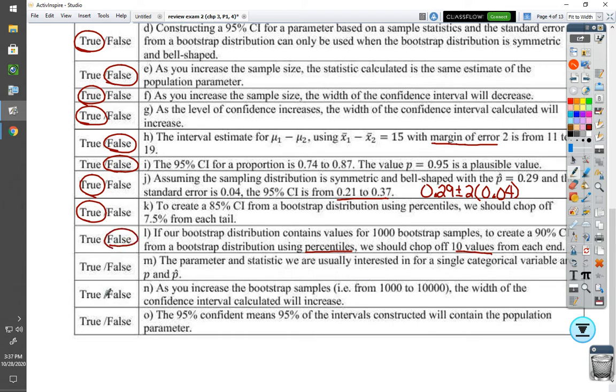This is false. The parameter and the statistic we are usually interested in for a single categorical variable would be p and p-hat. Now, I've got a different piece of paper here that has a completely different question, but I'm going to look at what I have here. The parameter and the statistic we are usually interested in for a single categorical variable is p and p-hat, and we would have true notation for something like that.